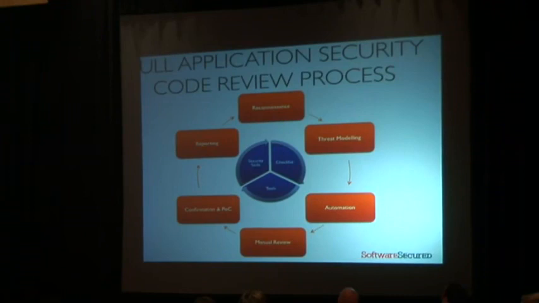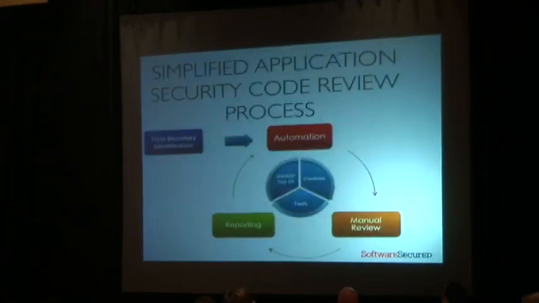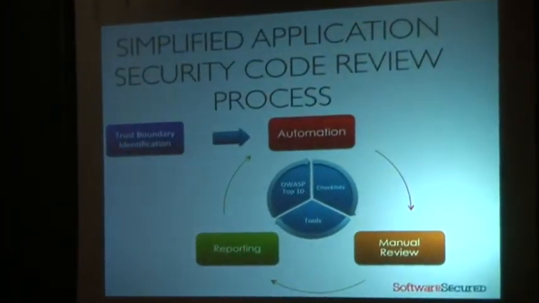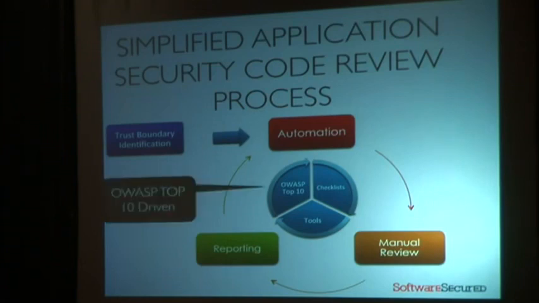That doesn't look very simplified, does it? This is not what we're discussing today. We are discussing today a whole lot simpler approach towards security code reviews. There are only 4 steps in this simplified security code review: trust boundary identification, automation, manual review, and reporting. And at the center of that lies OWASP Top 10.